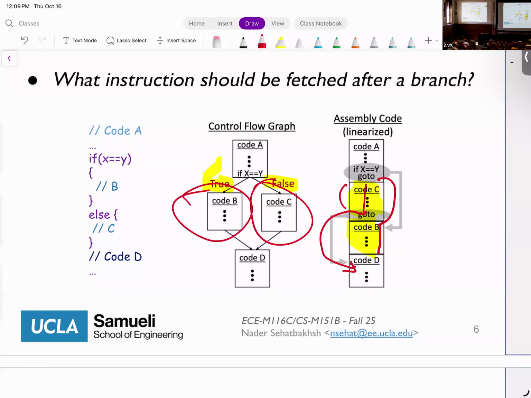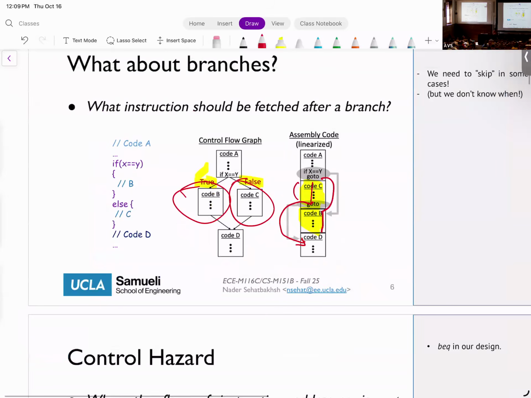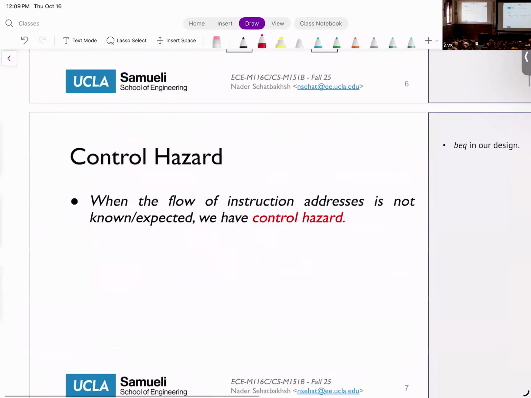But if you look at this problem from the perspective of pipelining, when you're jumping over instructions, you're going to run into an issue called control hazards. So what is a control hazard? The control hazard definition is that when the flow of instruction is not known or expected, then you need to somehow stop the pipelining, revert, and then fix this.